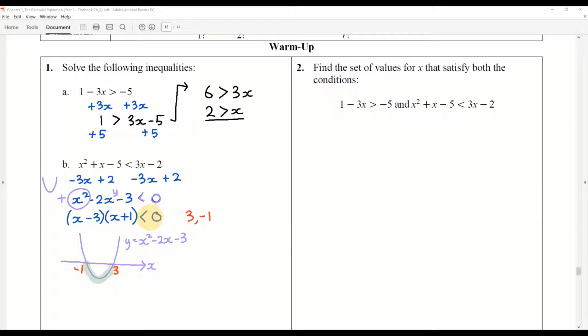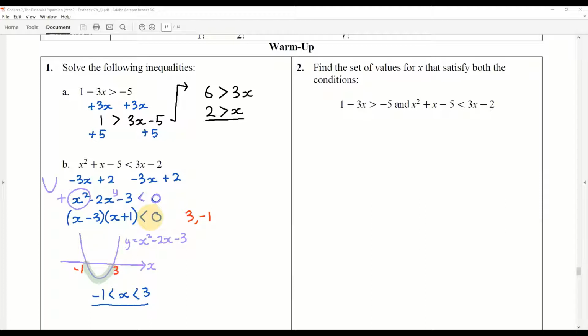And we just write down our inequality. So it appears as a set of solutions. So all the values between negative 1 and 3 will satisfy this inequality. Again, if you want to check your answers, just substitute in values that lie within or outside of that inequality and check that they do indeed work.